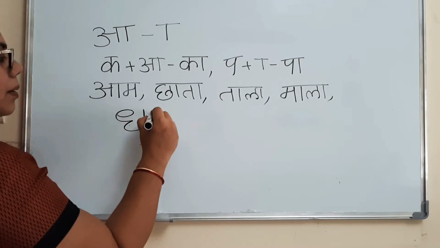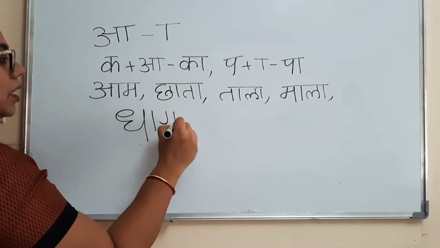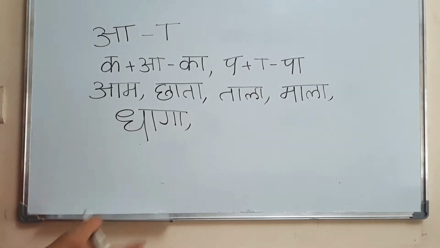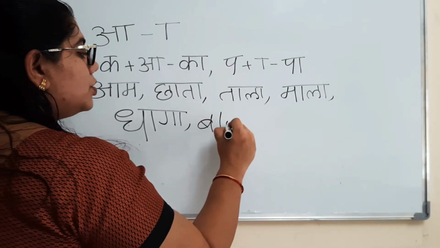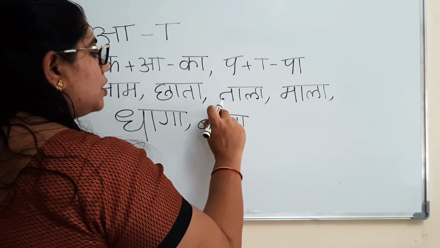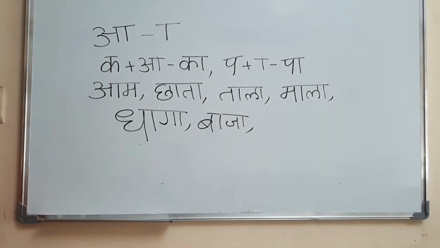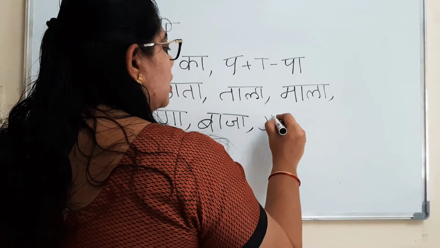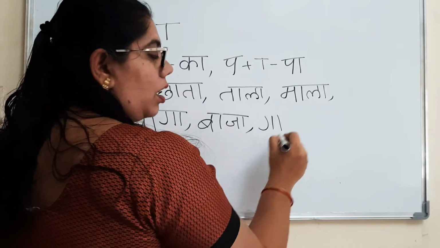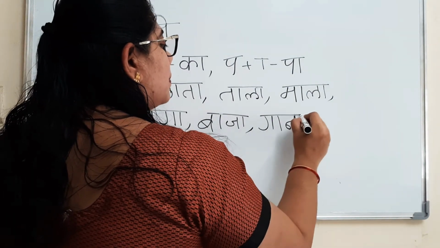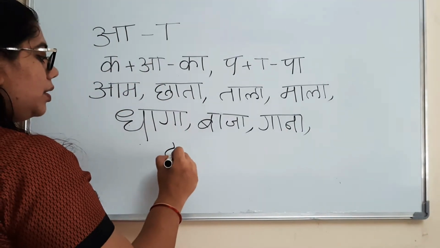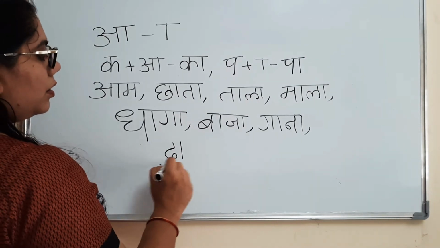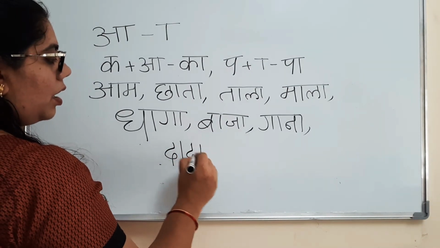Dh plus a, dha; g plus a, ga. Dhaga. Ba, b plus a, ba; j plus a, ja. Baja. Next, g plus a, ga; n plus a, na. Gana. D plus a, da. Again, dada.